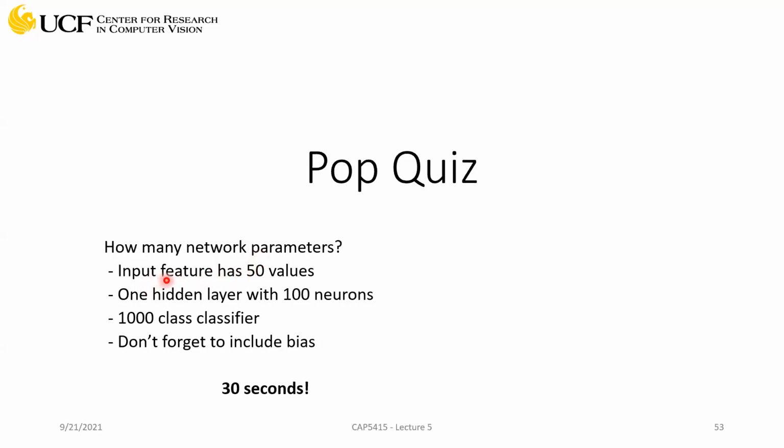All right, so the question is, your input feature, which is going to the first layer, has 50 different values. Then you have the first hidden layer, and that's the only layer you have, and it has 100 neurons. These 50 values are sent as input to these 100 neurons, and then you're performing a 1000-way classification problem. So you will have 1000 different outputs. The question is, how many network parameters will you need for this?